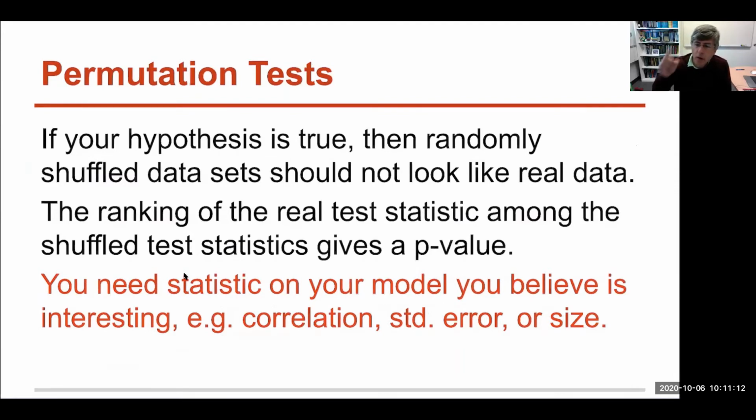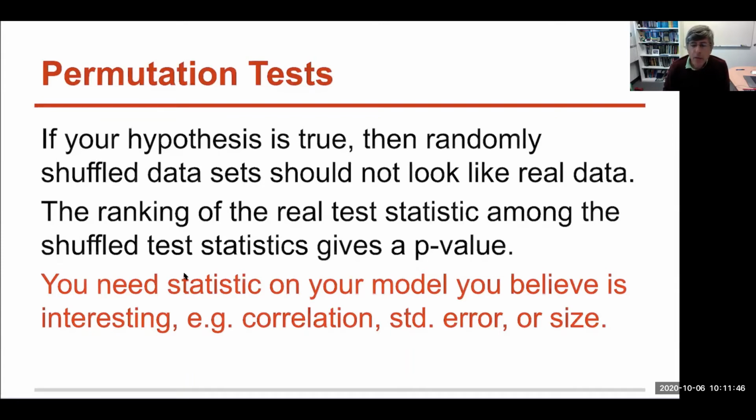you say my data shows that people A are smarter than people B. How would you convince me of that? Well, if there's some predictive power to the difference you see between these two populations, then if you randomly shuffle the data, you shouldn't see the same thing.